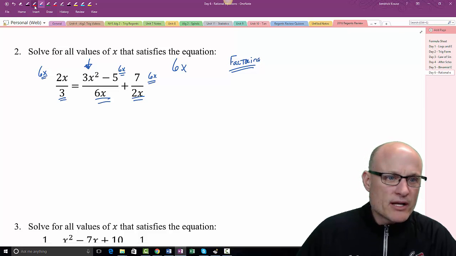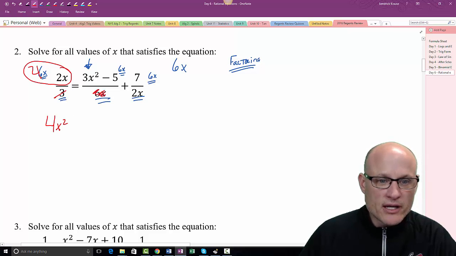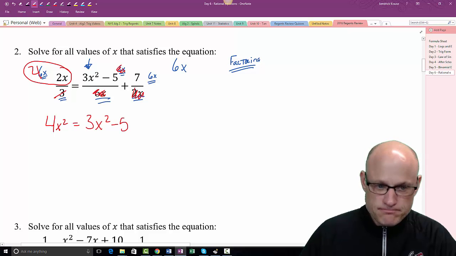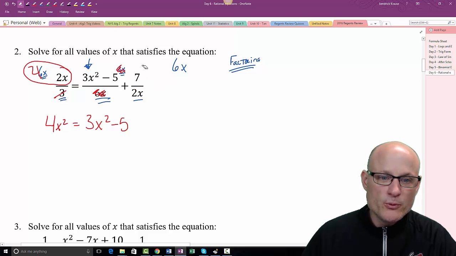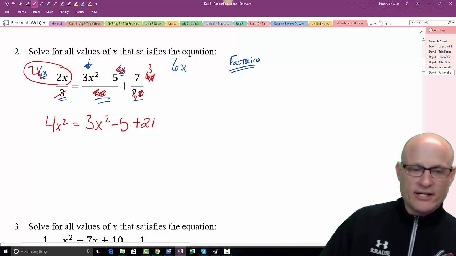So take my next pen out. 3 goes into 6 twice, so I've got 2x times 2x, that's 4x squared. This whole thing cancels with this whole thing, so that leaves me equals 3x squared minus 5, and that whole thing cancels with that whole thing. Oh, wait a second now. Got a 6x here. This cancels with this, and then 2 goes into 6 3 times. I almost screwed that up. Plus 21. Okay, so we're almost done.